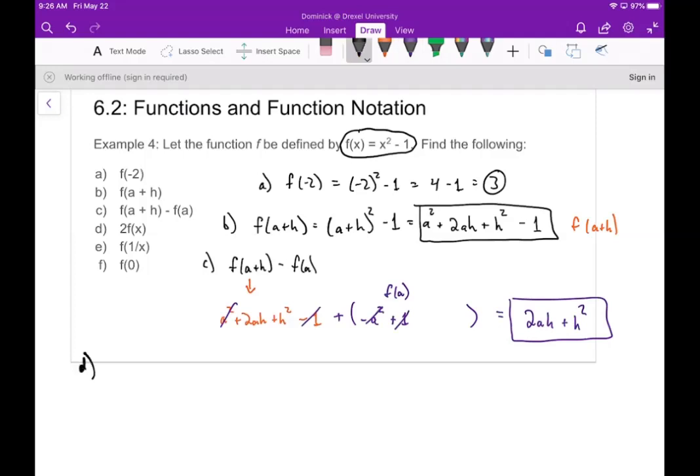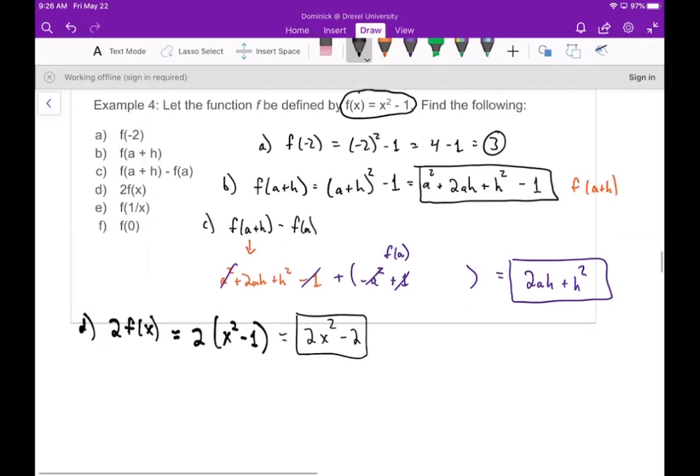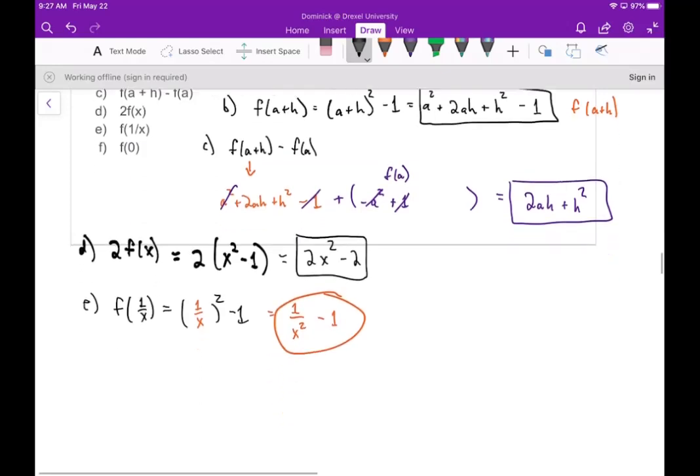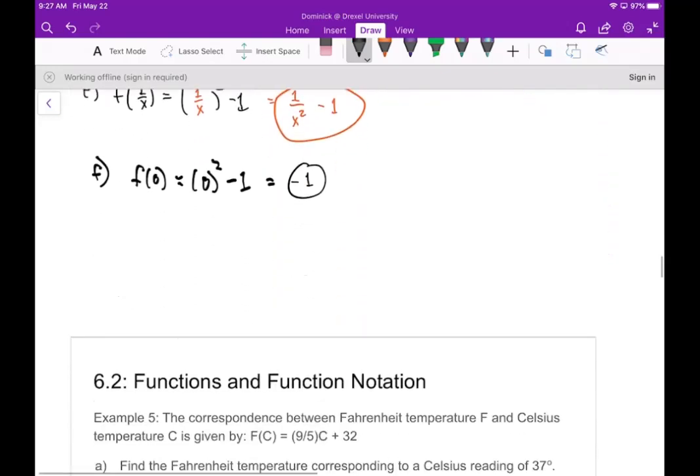Now in part D, we have 2 times f of x. So that just means I need to take 2 and multiply it by my f of x, which is x squared minus 1. And once we distribute, we'll get a 2x squared minus 2. Okay, part E, we have f of 1 over x. So again, I'm just replacing x now with 1 over x. And if we square 1 over x, we're going to get a 1 over x squared, and then just minus 1 again. Okay, and then last but not least, part F, we need to find f of 0. So just replace x with 0. 0 squared is 0. And then if we subtract 1, we get a negative 1. Okay, so there's a couple more examples of evaluating a function.